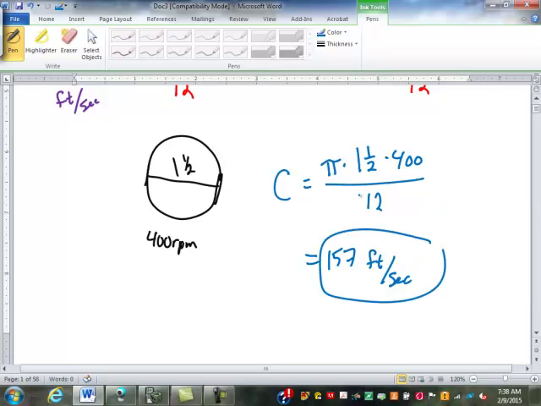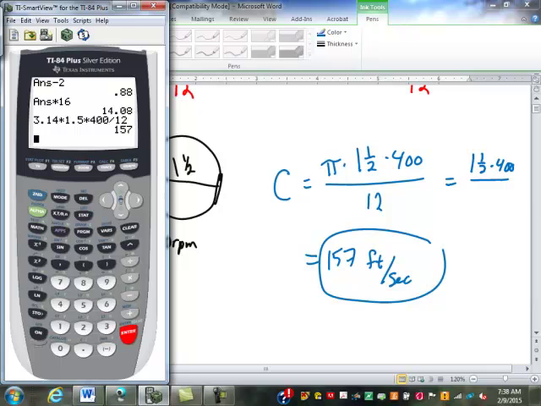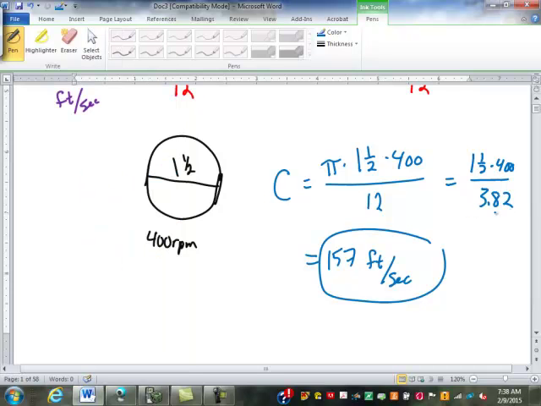Now in the shop, you don't necessarily use this formula, do you? You use a shortcut formula. It's 1.5 times 400 over, it's like 3.87 or something. 3.82, is that what you use? Do you know where the 3.82 comes from?